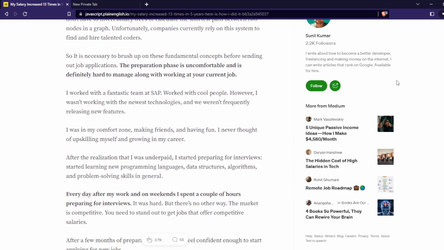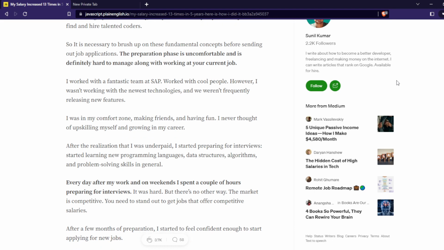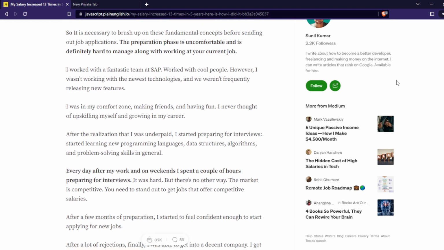I worked with a fantastic team. I worked with cool people. However, I wasn't working with modern technology and we weren't frequently releasing new features. My comfort zone: making friends, having fun. I never thought of upskilling myself and growing in my career.